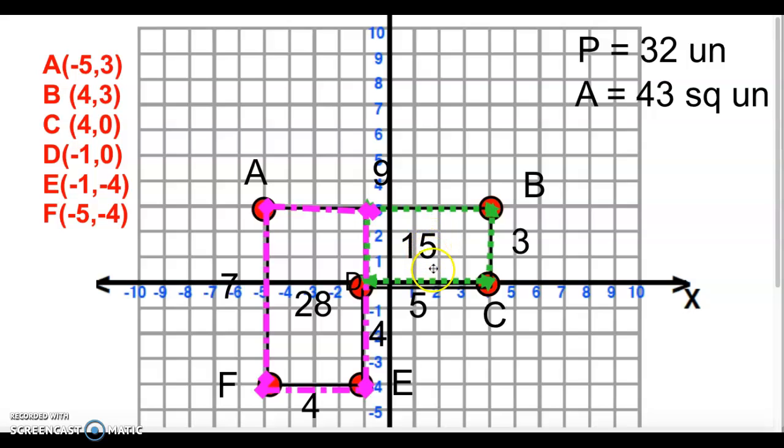The green rectangle, I did 5 times 3 is 15. And when I add together 28 plus 15, I get 43 square units for my area. Perimeter is the distance all around it. So there's 9 units across here, plus 3 units down, plus 5 units across, plus 4 down, another 4 across, and 7 going up. And when I add all those outside numbers together, that gives me 32 units.